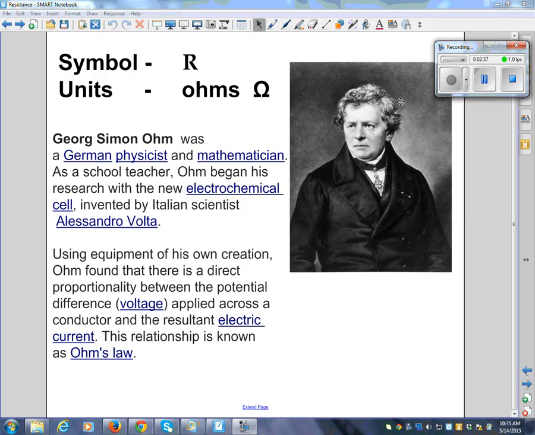George Simon Ohm was a German physicist and mathematician. As a school teacher, yay for teachers, Ohm began his research with the new electrochemical cell invented by the Italian scientist Alessandro Volta. It's fun to say, Alessandro Volta. What do you think we did for him? Name something after him. Exactly, the voltage, right?